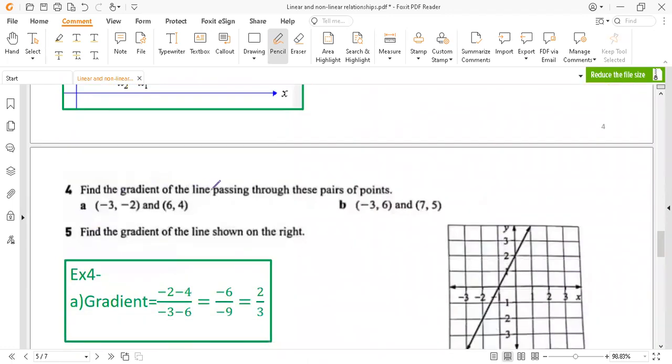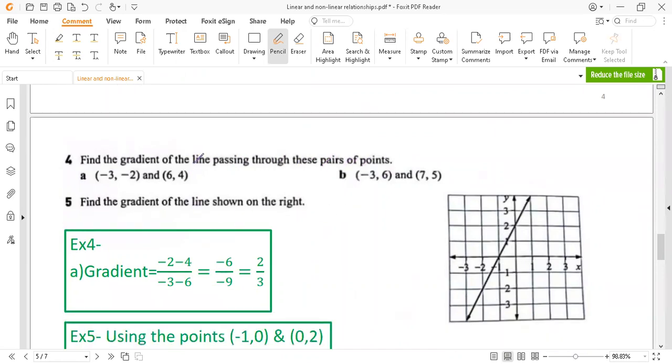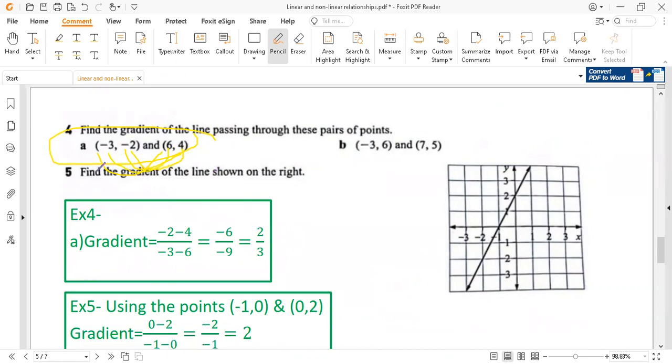Find the gradient of the line passing through this pair of points. So we can, for example, find the gradient. So normally it is y minus y over x minus x. If we start with this one, y minus y, x minus x, it is easy, okay? Or y minus y and x minus x in this way, okay, to obtain the correct gradient. Find the gradient of the line shown on the right.